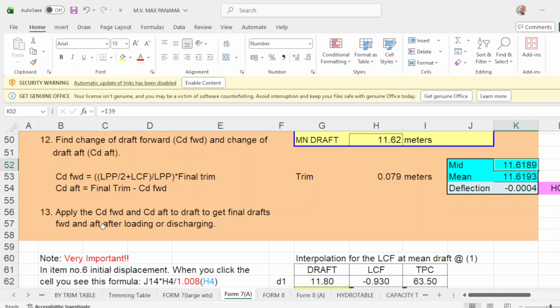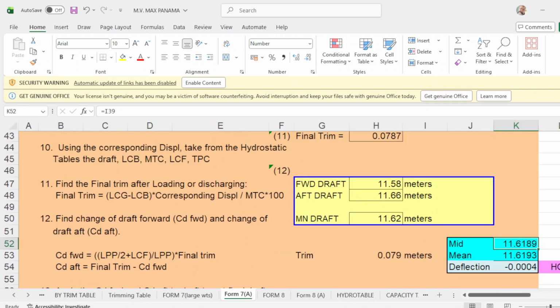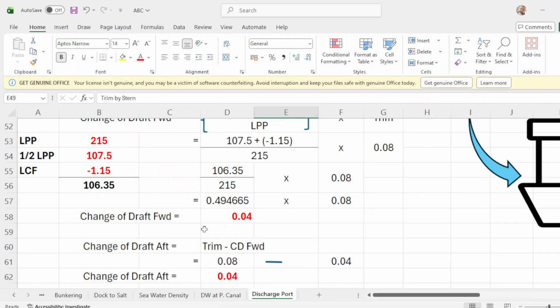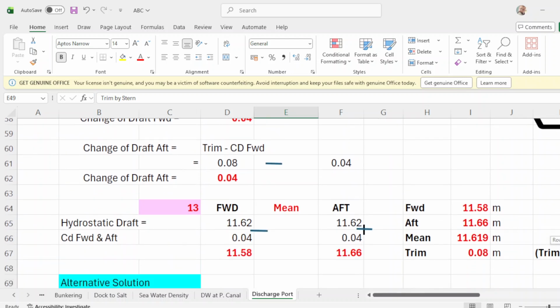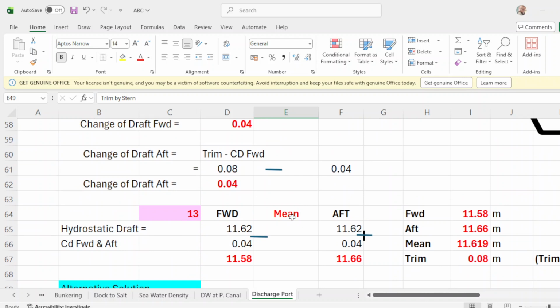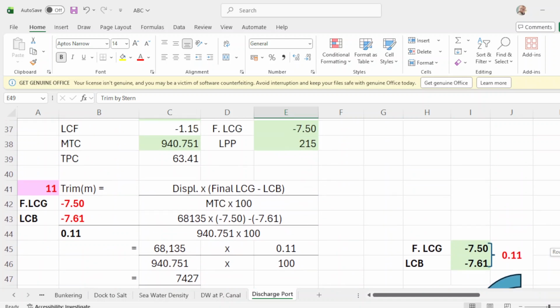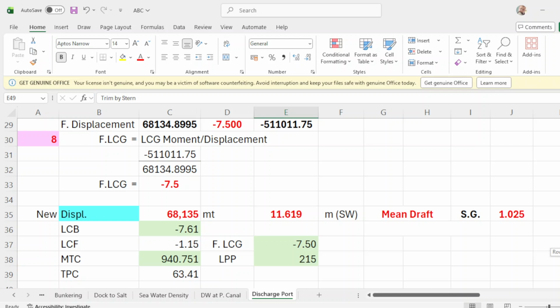And number 13 is apply the change of drop forward and up to drop to get the final drops forward and up after loading or discharging. So your final drop forward is 11.58, up drop is 11.66, and mean drop is 11.62. The trim is almost 0.08. And the manual computation says apply your forward and up change of drop. And here, this is your mean drop of 11.62, okay, which is this one. How do you get 11.62?